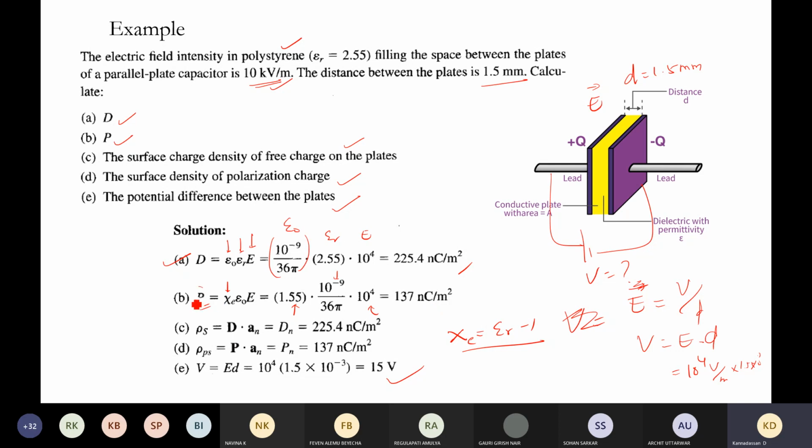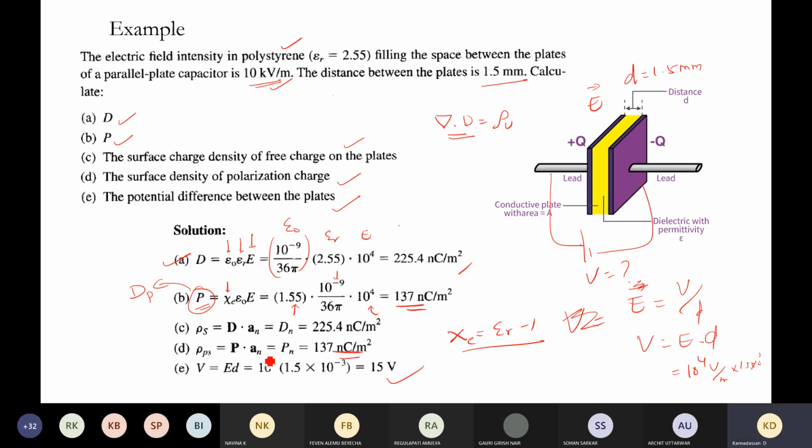Once this polarization is calculated, it is another D. It is the flux density created by the dipoles. When you multiply with the unit vector of the electric field, you will get the charge density, because we already know that according to Gauss law, del dot D is nothing but the charge density itself. So the flux density is nothing but the polarization, and both values will be the same.